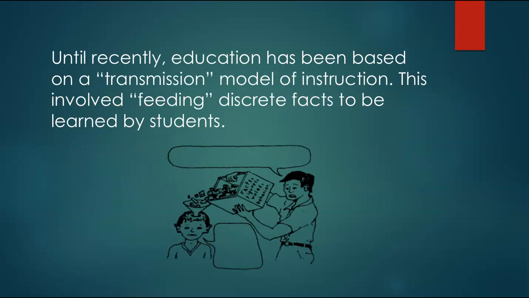So far today we've talked about tests, part of what's known as formal assessment. And until recently, education has been based on a sort of transmission model of instruction. That involved feeding discrete facts to be learned by students. So in this picture, the teacher's dumping facts and figures and rules and behavior through a funnel into the child's head, and the child then spits those things back out. And really, there's not a lot of critical thinking or analysis or creation happening. And this was true of language teaching as well.